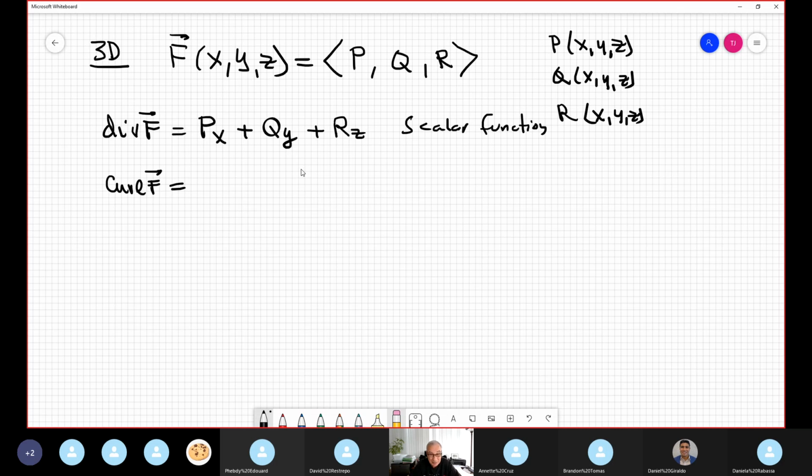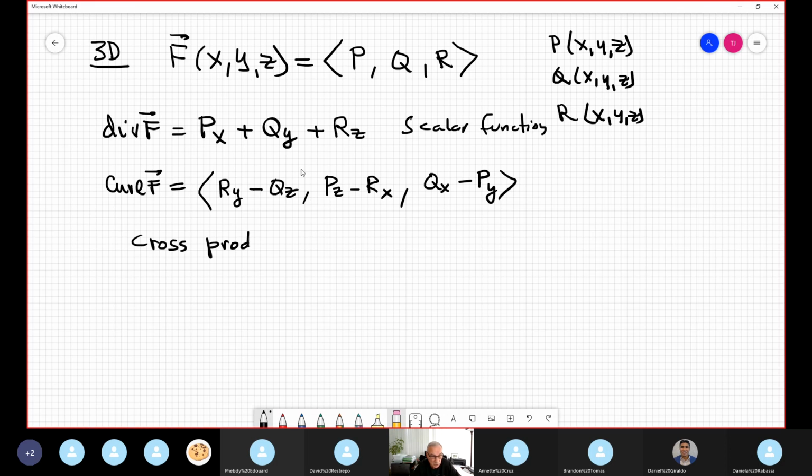I want to explain the interpretation for the curl later. And the formula is a little bit complicated. It's partial of R with respect to y minus partial of Q with respect to z, comma. This is my first component. Pz minus Rx, comma, and Qx minus Py. So nobody remembers this stupid thing. The mnemonic device to remember is a cross product. It's similar to the cross product.